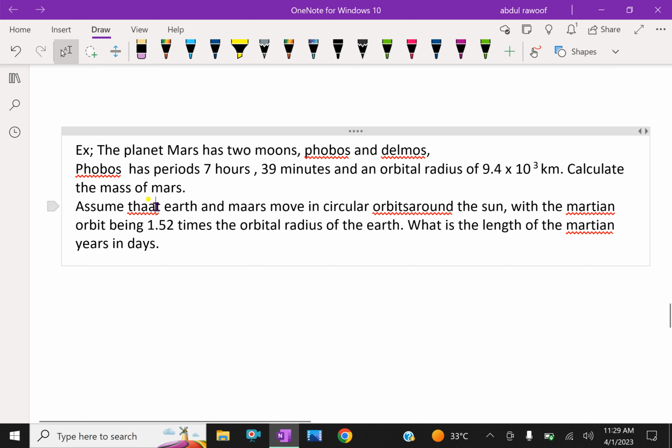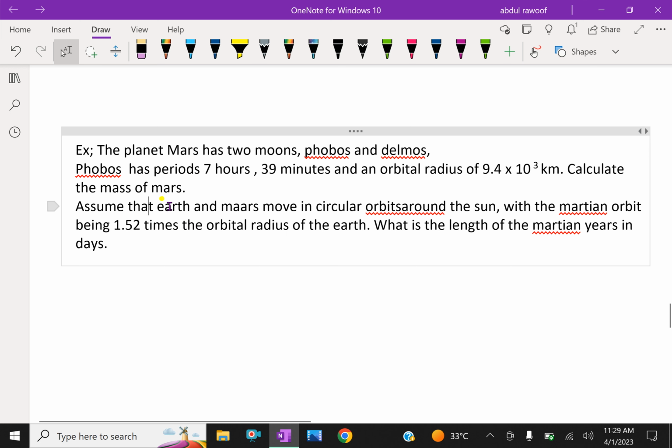Assume that Earth and Mars move in circular orbits around the Sun, with the Martian orbit being 1.52 times the orbital radius of the Earth. What is the length of the Martian year in days?